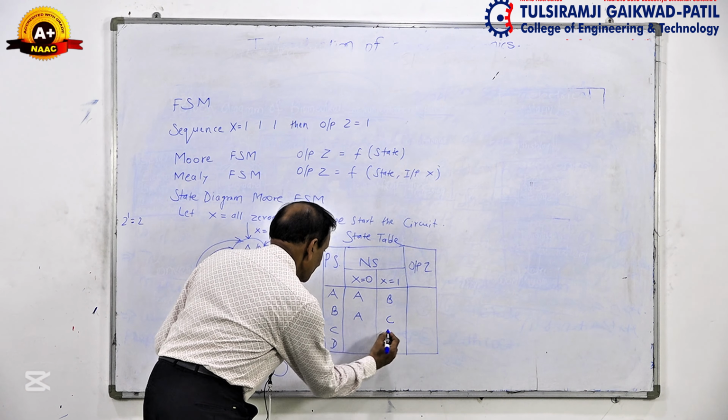Now in Moore machine, output is a function of only state. So in states A, B, C, D, the outputs are already written. In states A, B, C, the output is 0. So we'll write here 0.